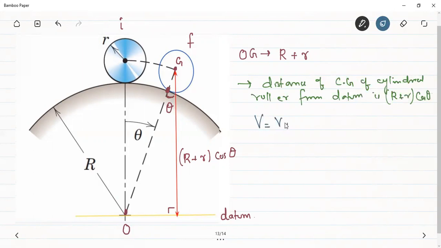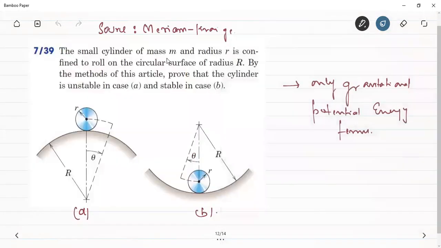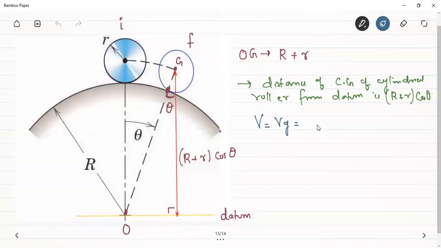energy function will consist of only gravitational potential energy, and the mass of the roller is given. And the mass of this roller is equal to small m. Therefore, the weight of this roller will be equal to mg, and the height of the center of gravity from the datum. Since the center of gravity of this roller is located above the datum, therefore, this potential energy term will be a positive term. The height of this center of gravity from the datum is equal to (R plus r) cos theta.